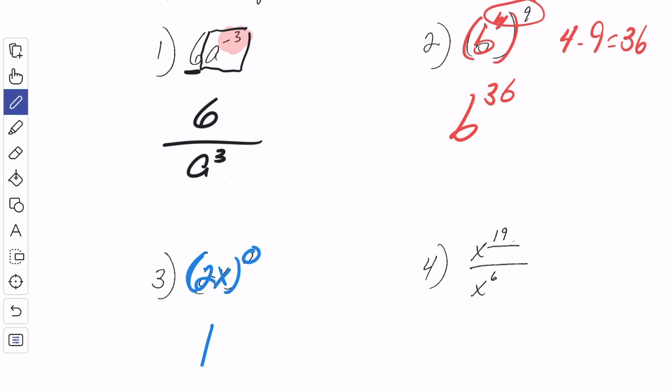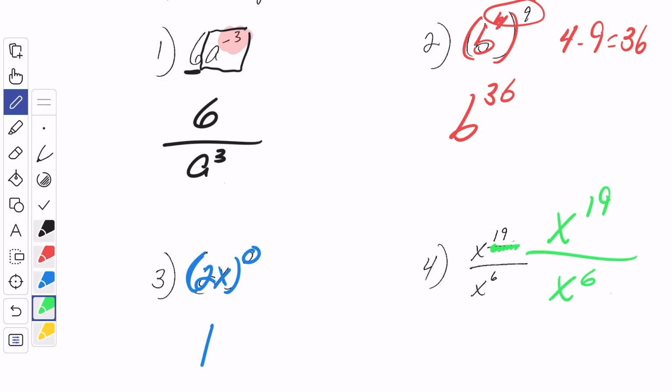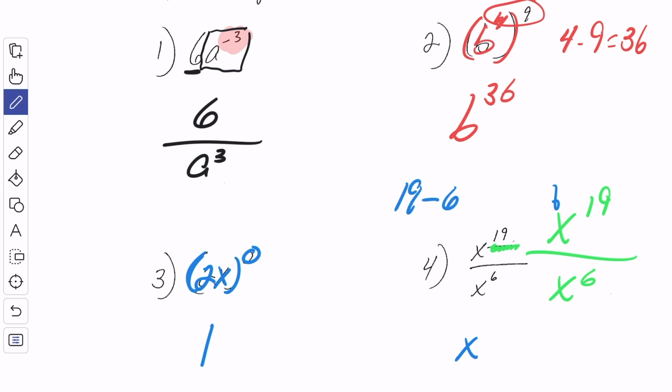All right, so for this one here, disregard this line. I didn't mean to write that. So it's x to the 19th over x to the 6. So here we ask ourselves, where is there more of? Well, there's more in my numerator, so that means my answer is going to go in my numerator, so I don't have to worry about anything in the bottom because it's just an x. And we know our rule when we divide is we subtract, so 19 minus 6 is equal to 13, so it's x to the 13th.